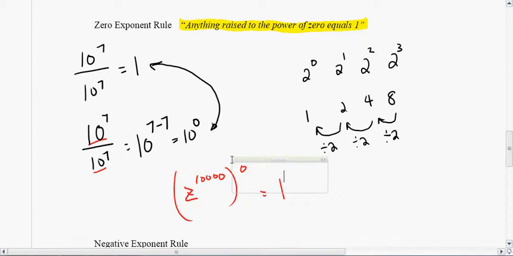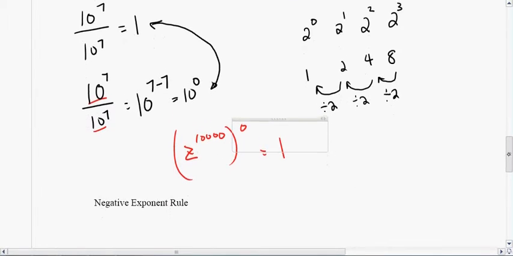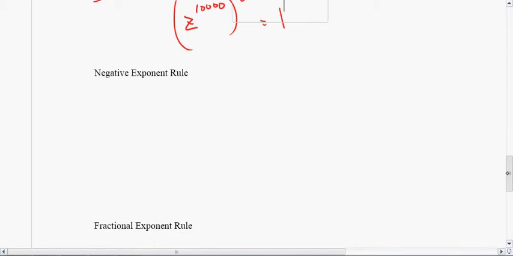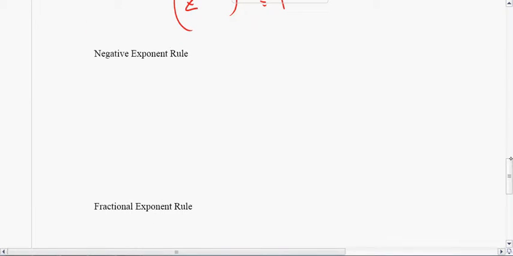In the last video, we looked at zero exponents. Let's see what happens when we deal with negative exponents. They've shown up a couple of times in our last videos. So what does that mean to have a negative exponent? And a negative exponent does not mean that the whole answer is negative.